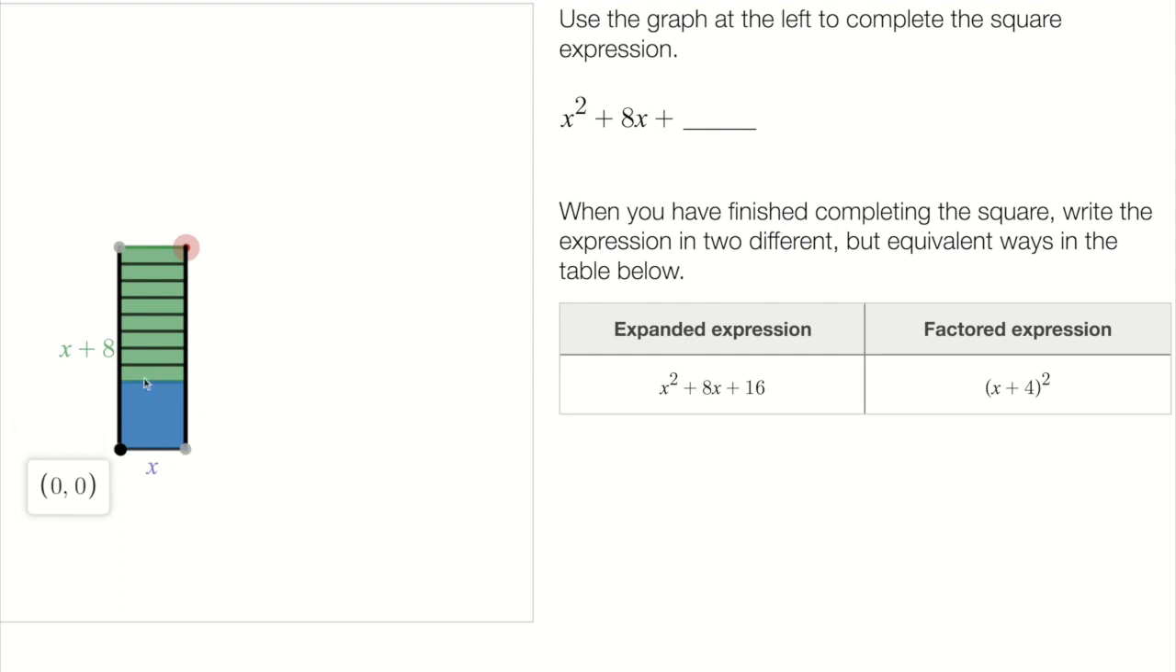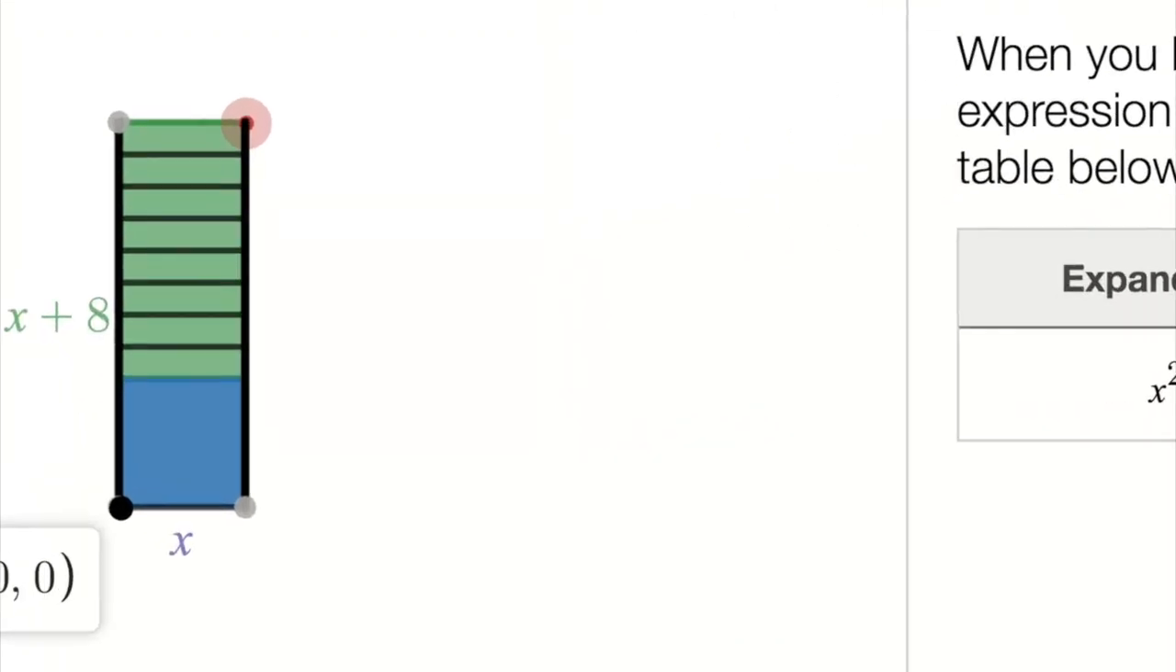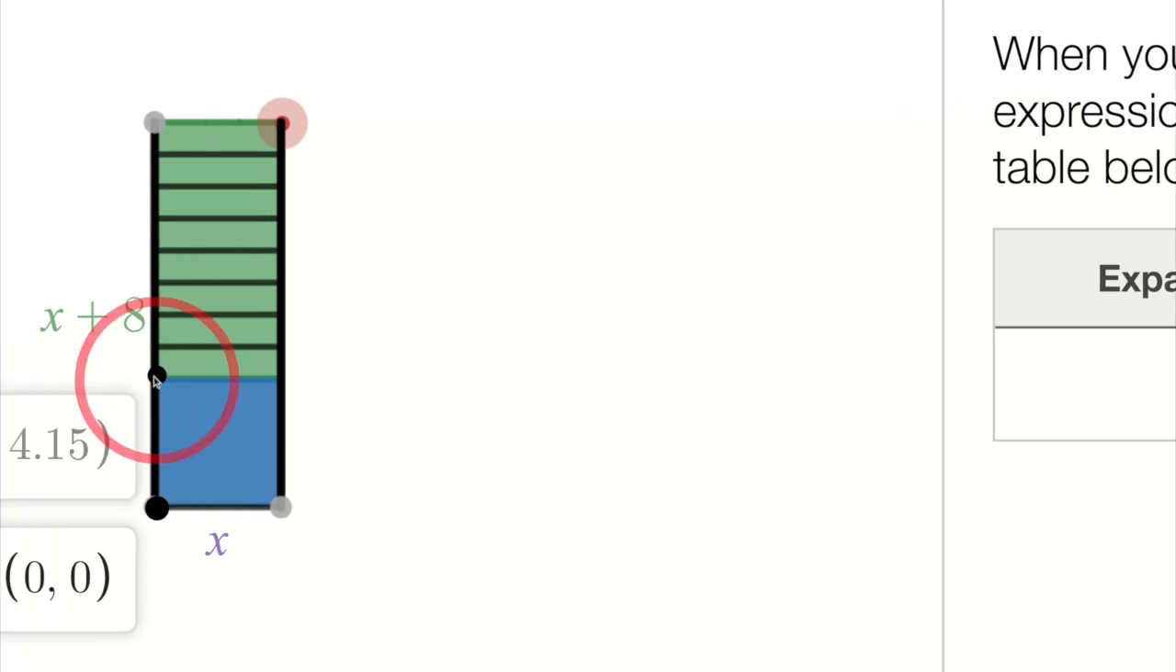We know the green rectangle represents 8x because we know the length of one side is x, and we know the length of one side right here is actually 1. You can see that it's 1 because you can see the length from here, which is 4 right here, and if I go up all the way to the top, you'll see it's 5. So we know this whole length right here is 1 unit.